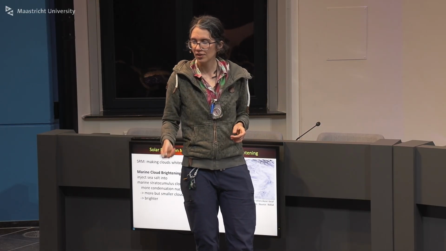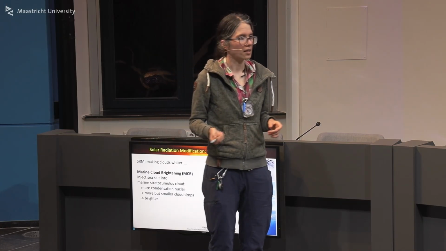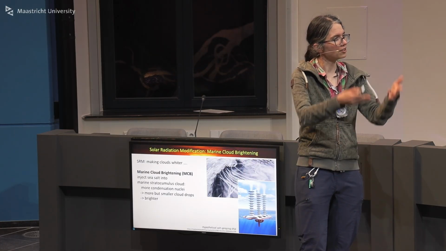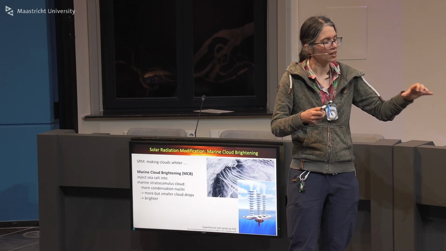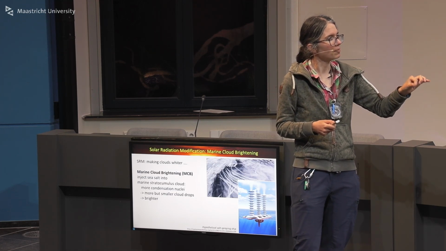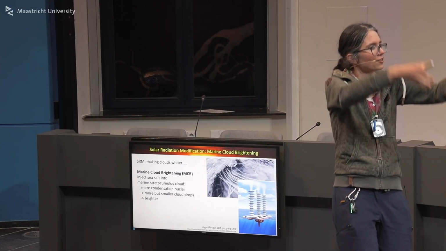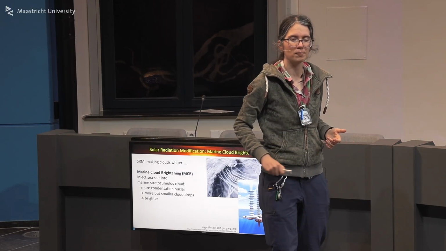So the idea here is that we could maybe produce dust artificially by some kind of pump that sprays seawater into the air. So the seawater will evaporate, then a little salt crumb will remain. Most of them will fall back into the sea, but a few of them will be carried up by the wind into the clouds and act as these dust particles.